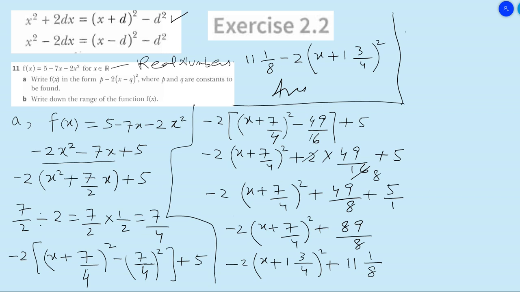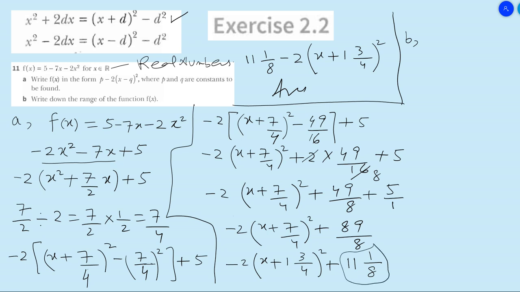Now, part b. What is part b of question number 11? Write down the range of function f(x). Students, we can directly find the range of the function. Just focus on the constant term in the final answer without the squared term. What I mean is this term, I am making a circle around this term.